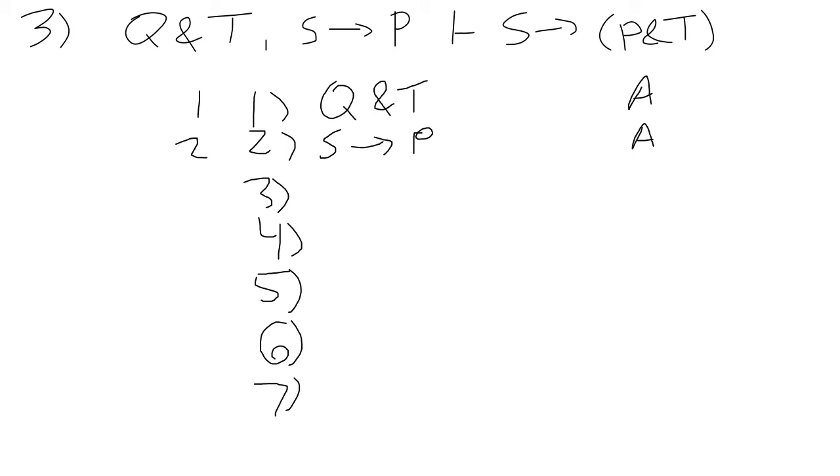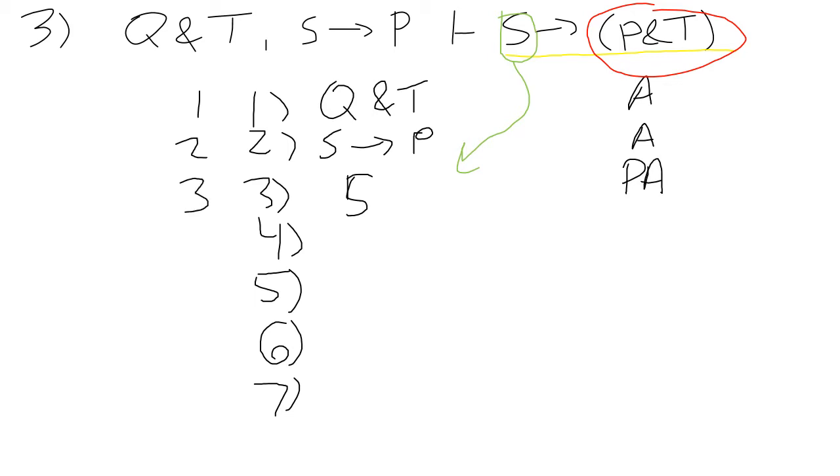Now let's look at our conclusion. Our conclusion is a conditional statement. So since our conclusion is a conditional statement, that means we've got our antecedent here, and we've got our consequent on this side. So we're going to assume the antecedent here in line 3, which is S. We're going to mark it as a PA. And then we're going to look to prove P and T.